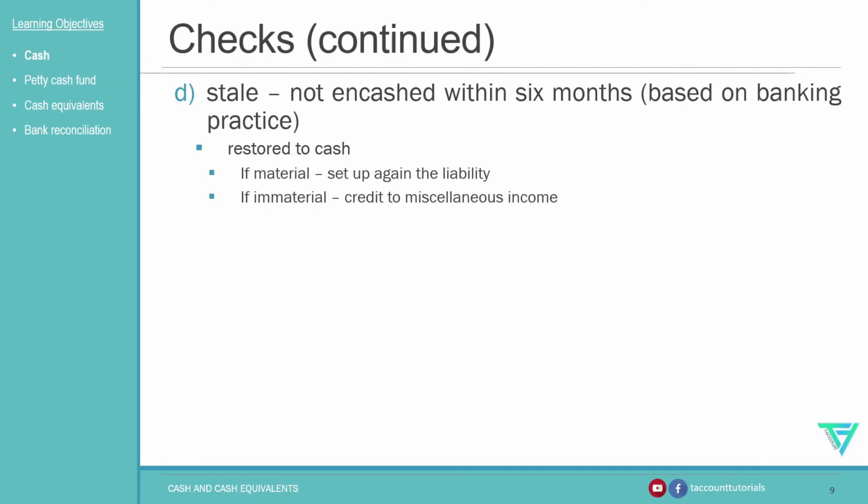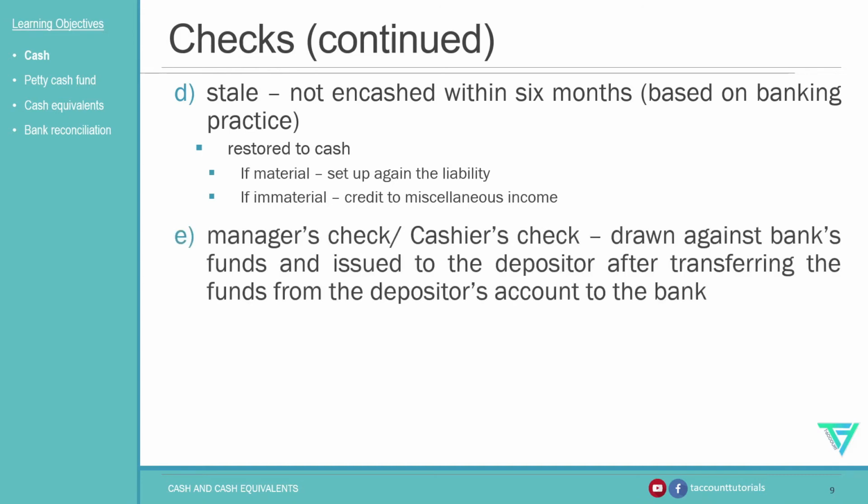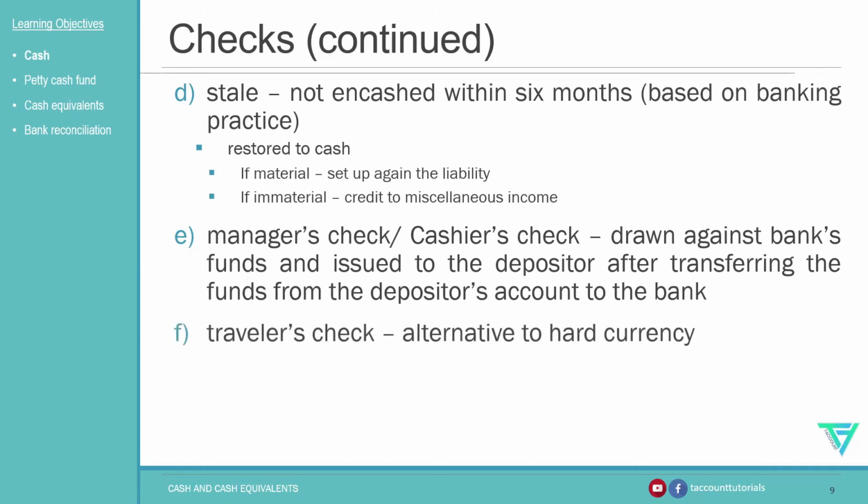The next type of check is similar to a bank draft. It's a manager's or cashier's check. It is drawn against the bank's funds and issued to the depositor after transferring the funds from the depositor's account to the bank. Why is it similar to a bank draft? Because it's not an ordinary check. An ordinary check might bounce. In this case, the issuer of the check is the bank. So a manager's check or cashier's check is considered as cash. Next is traveler's check. It is an alternative to hard currency, therefore, it is considered as cash.